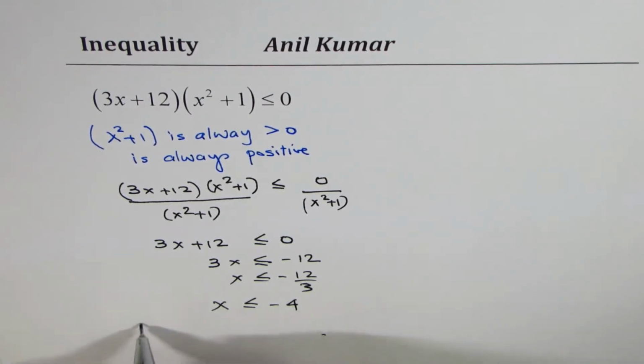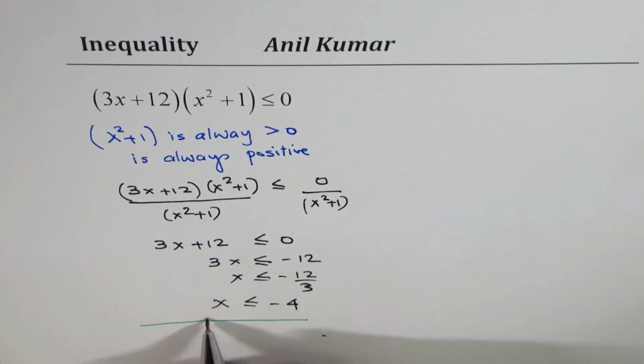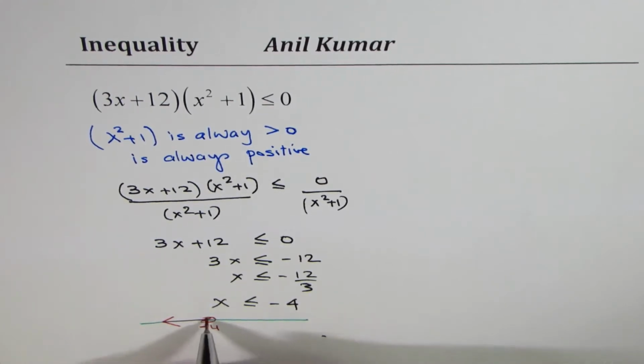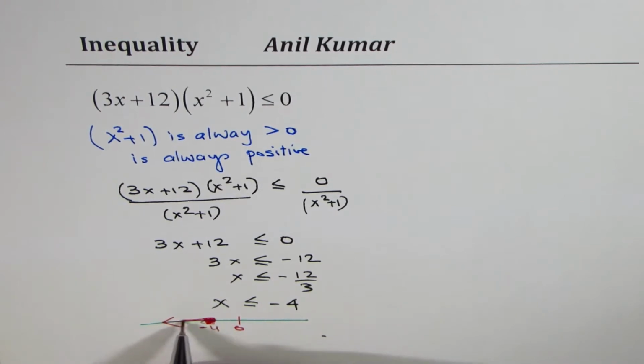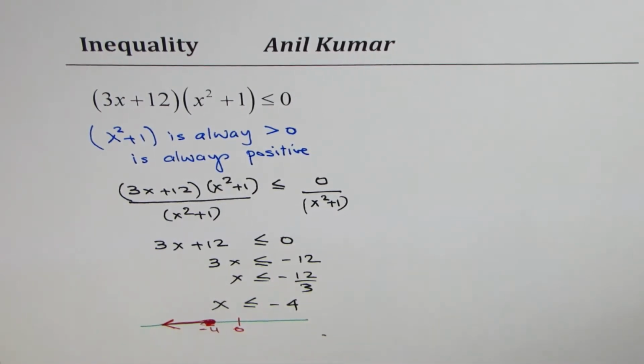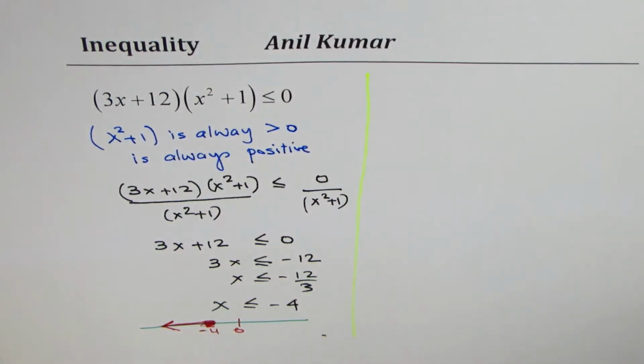And on a number line, you can always show this solution as, let's say this is -4 for you, with the solution on the left side. Is it okay? Including -4, correct? Let's say this is 0. So that is how you can represent the solution on a number line. I hope you got the concept of solving such questions.